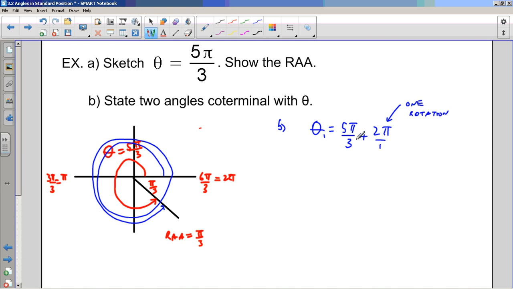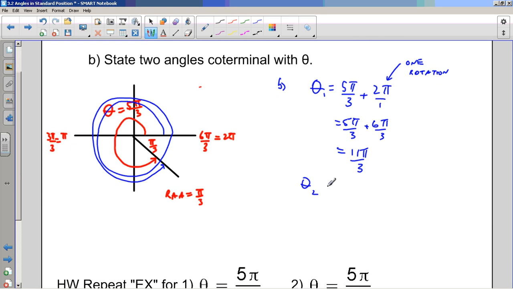And notice, well, I got to tidy that up. I've got some fractions here I got to tidy up. And some people will be able to do this in your head, but I'm going to common denominator. There's the 6 pi over 3 again. This is 11 pi over 3. And then if I wanted another one that's coterminal, I could go another spin. I could go 5 pi over 3 plus 2 spins. Right? 2 spins. 2 pi is a spin. And so I could do this work.